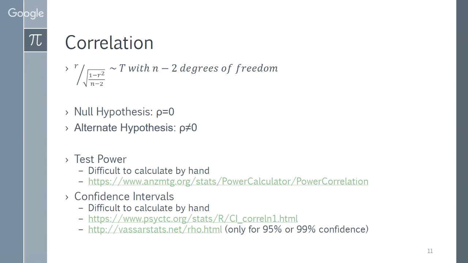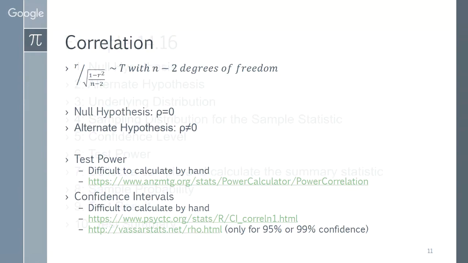There are two websites that will calculate our confidence intervals for us. The first one, the psyctc.org, will do it for any confidence level. The Vassar Stats link will only do it for 95 and 99% confidence. Granted, most of the time we're doing 95 or 99% confidence, so that's okay, but I will be using the other site, the psyctc. So make sure that you bookmark these websites whenever you're doing these tests for correlation.